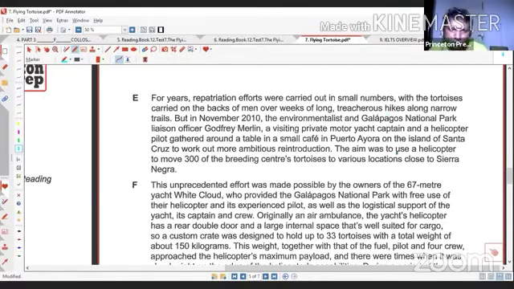For years, repatriation efforts were carried out in small numbers, with tortoises carried on the backs of men over weeks of long, treacherous hikes along narrow trails. You understand? So difficult. The people used to carry them over their back. But in November 2010, the environmentalist and Galapagos National Park liaison officer Godfrey Merlin, a visiting private motor yacht captain, and a helicopter pilot gathered around a table in a small cafe in Puerto Ayora on the island of Santa Cruz to work out a more ambitious reintroduction.